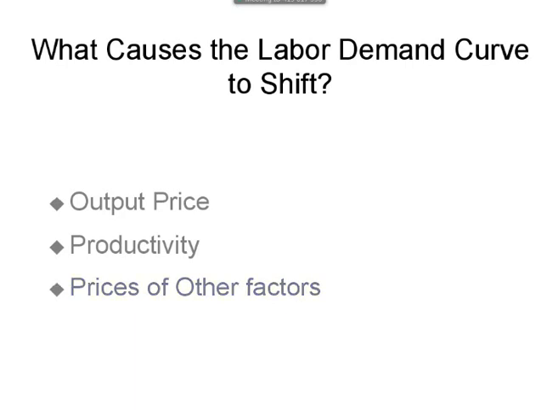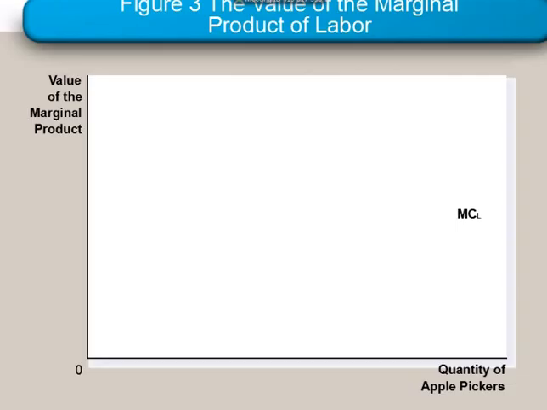When we say output price in the labor market, the product market basically, if it increases, then the firm would actually generate more revenue. In that case, on each unit of labor, the firm would get more revenue. That means MRP will be higher.